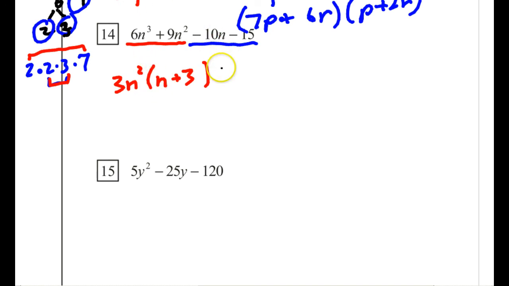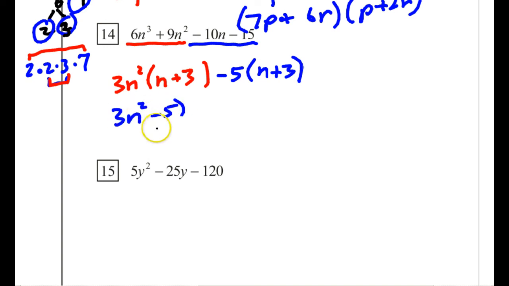The second 2, they both have a negative 5. So we end up with an n plus 3. So our factors are 3n squared minus 5 and then n plus 3.